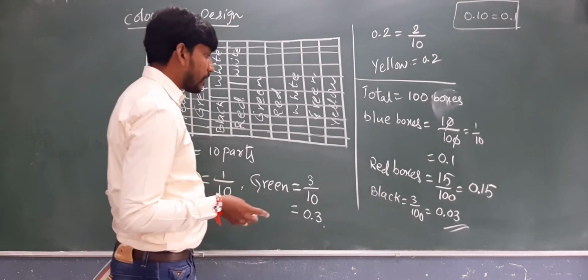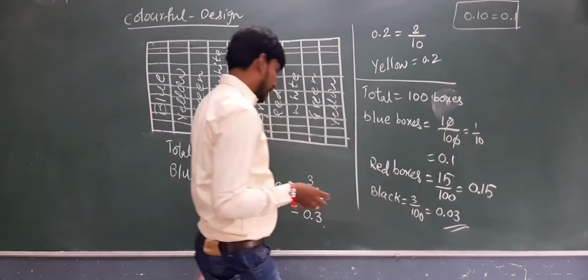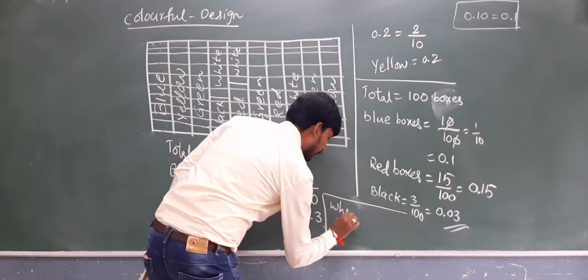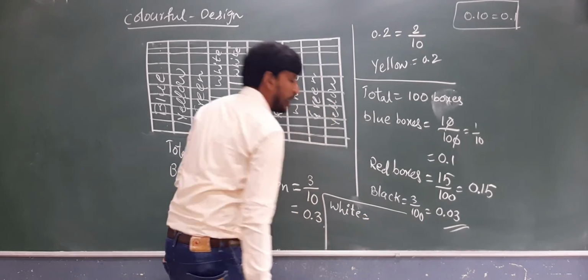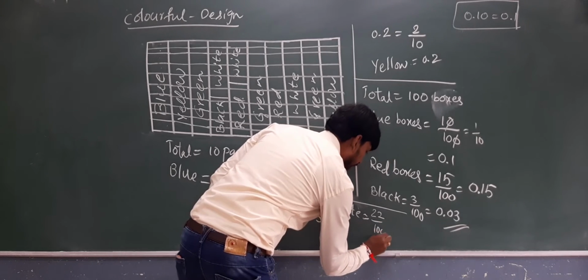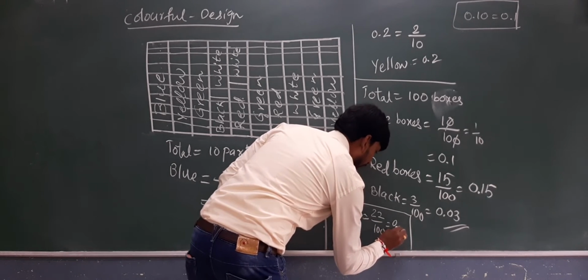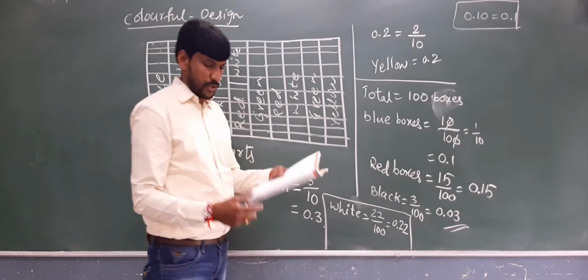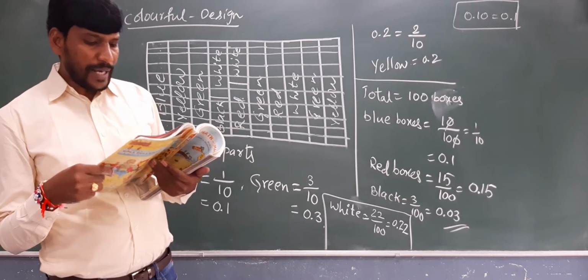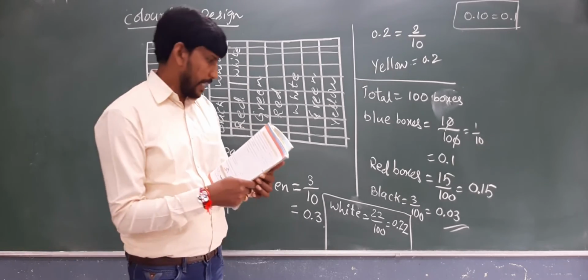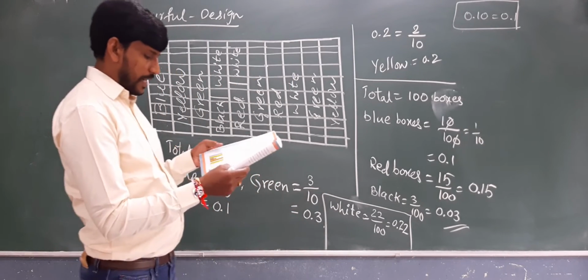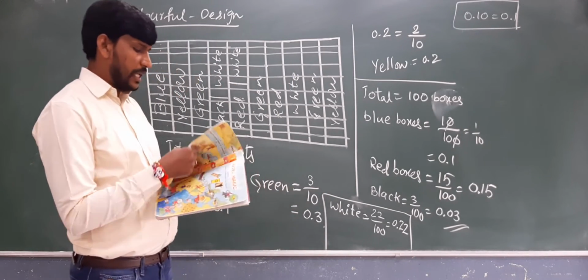Now I am going to write here, white boxes. White boxes totally how many are there? 10 plus 7 plus 5, that is 22 boxes. 22 by 100. This can be written as 0.22 of the sheet. They are asking that only: what part of this second sheet is white? The part is nothing but 22 by 100, not 100 by 100. Second sheet only, right? That is 22 by 100.